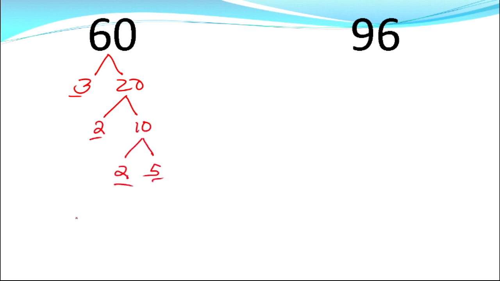So, ang prime factors ng number ng 60 natin is 3. Ito siya. Meron kang 2, and then, meron kang another 2, and then, meron kang 5. So, that is actually 3 times 2 times 2 times 5. That will be equal to 60. So, may 4 siya na prime factors.